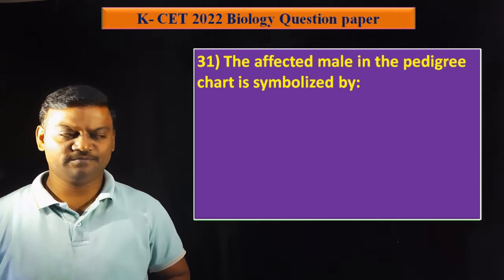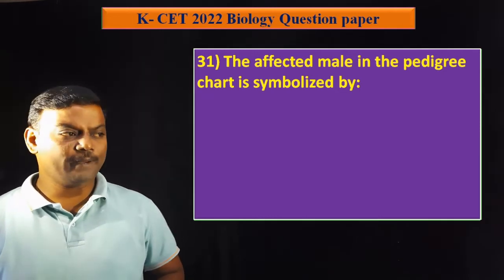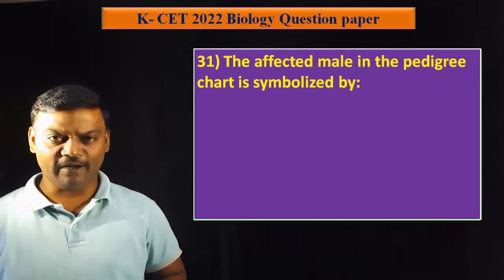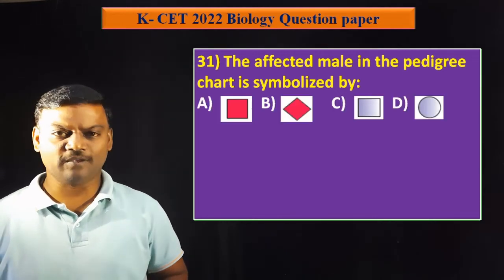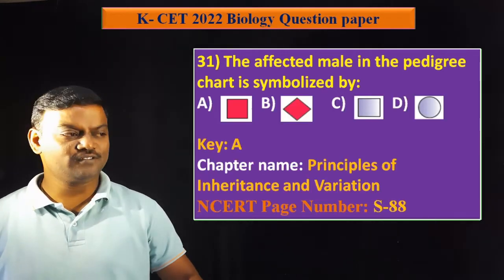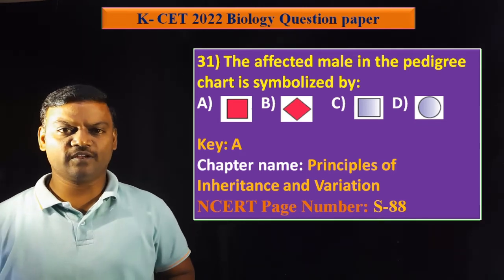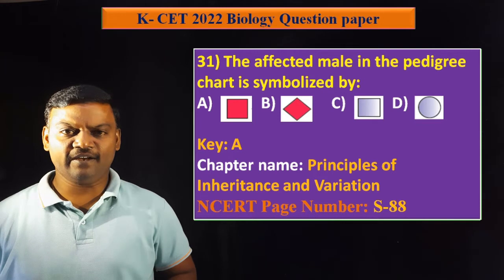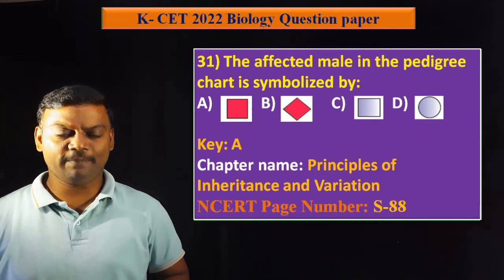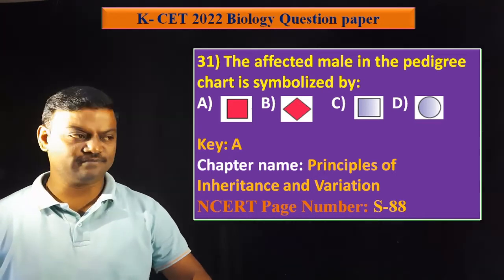Question number 31. The affected male in the pedigree chart is symbolized by one of these four symbols. Out of these four symbols, the affected male is indicated by option A. It is a question from Principles of Inheritance and Variation, NCERT, page number 88.